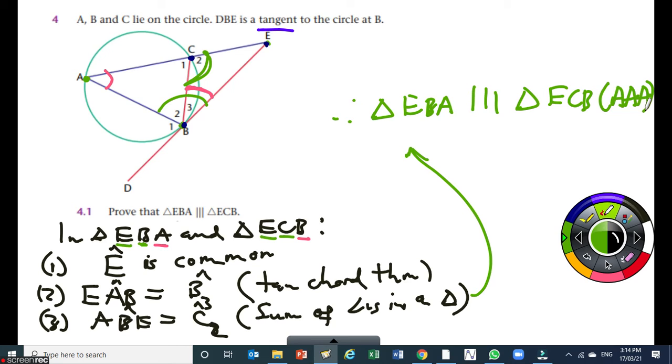Any question? Usually, if you prove that two triangles are similar, the next question requires that result. And it will be in most cases on the ratios of the corresponding sides. So I prove that triangle EBA is similar to triangle ECB. The next question now is going to be very easy. I'm going to show you just now.